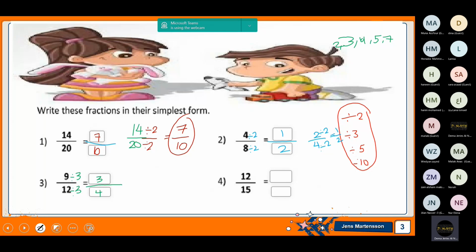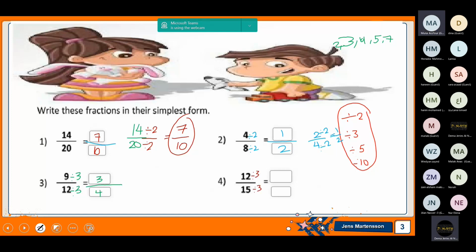Okay. Number 4. Can I answer? I am Mona. Yes, Mona. 12 and 15. Are they multiples of 2, or can I divide them by 2? No. Bravo, because 15 is an odd number and cannot be divided by 2. 12 and 15, can I divide them by 3? Yes. Good job.